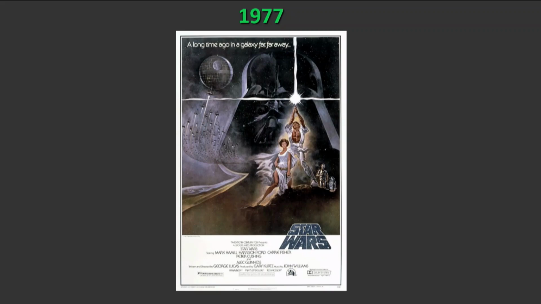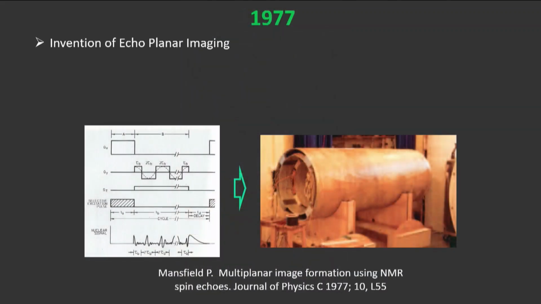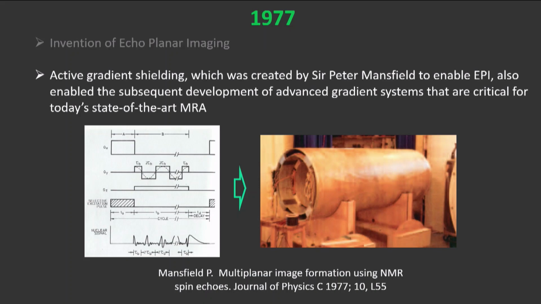But the other thing that happened in 1977 was the invention of echoplanar imaging, which has had a lot of useful impacts in things like stroke imaging and all sorts of stuff. But perhaps for our field, what's really important is that Peter Mansfield, who was an absolutely brilliant and also a delightful human being, invented active gradient shielding, which then was used to facilitate all the advanced gradient systems that are essential to every MR angiography technique that we use today.